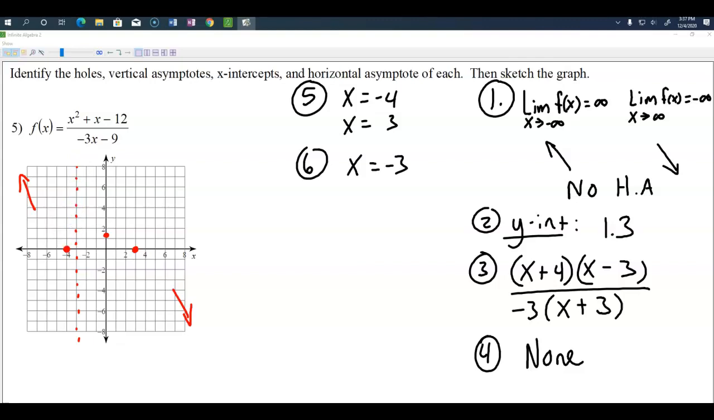And if you were unsure of that, you could just do a test point. So if you pick a number between these two, -4 and -3, I think what you're going to find is that you end up getting a negative number, and therefore it's going to come down. Okay? But you can always do a test point if you want to.